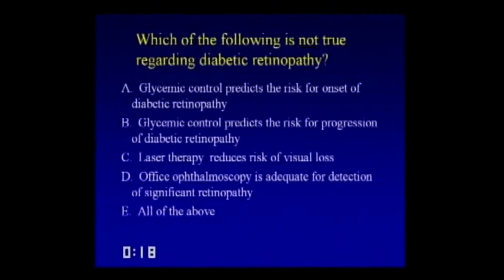Which of the following is not true regarding diabetic retinopathy? We're not allowed to ask this sort of question in our medical school, but we can here, okay? A, glycemic control predicts the risk for onset of diabetic retinopathy. B, glycemic control predicts the risk for progression of diabetic retinopathy. C, laser therapy reduces the risk of visual loss. D, office ophthalmoscopy is adequate for detection of significant retinopathy, or E, all of the above, meaning they'd all be false. Which one is not true? If I may have your answer, please.